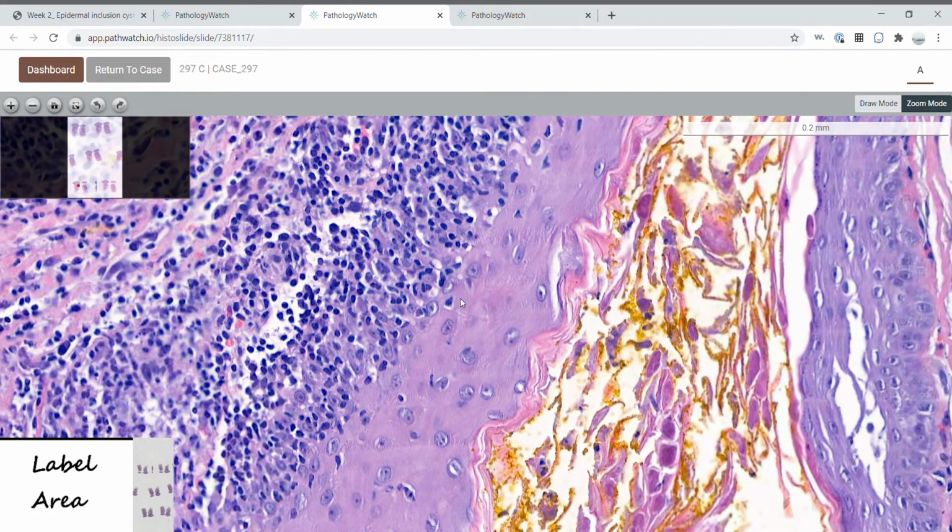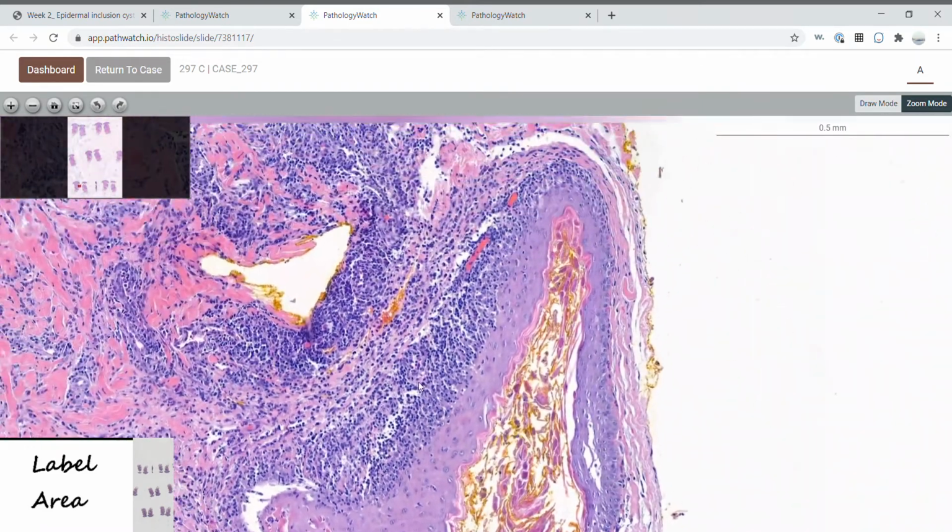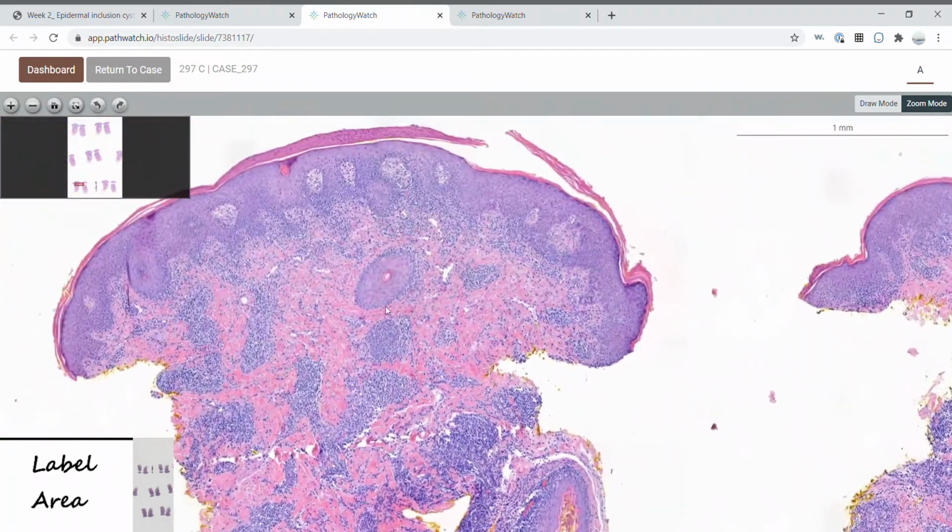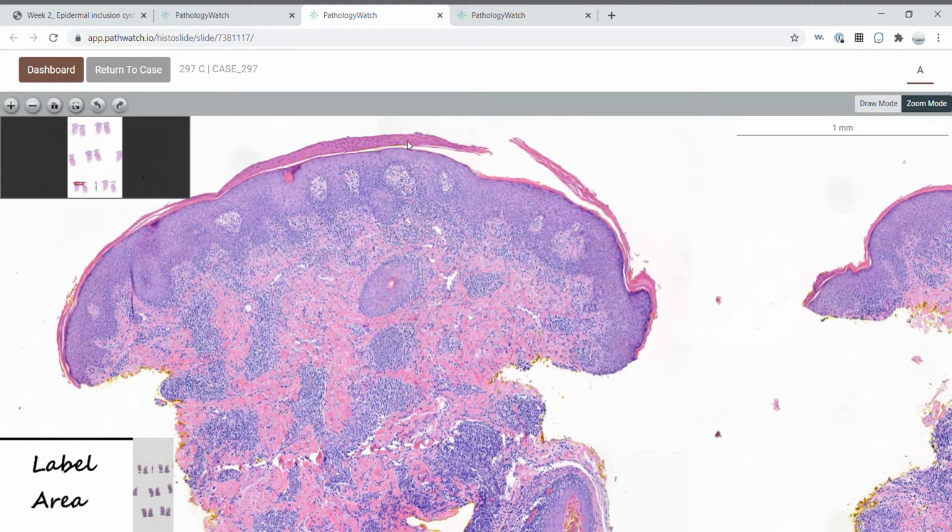The wall, as well as the surrounding area of the cyst, can have a different inflammatory infiltrate. Here is lymphocytes and plasma cells, and sometimes you can see neutrophils. The inflammatory infiltrate can be quite dense and extend to the surface, where there is irritation and parakeratosis.